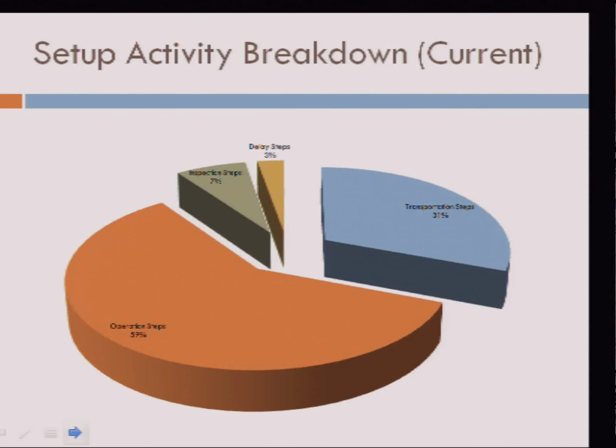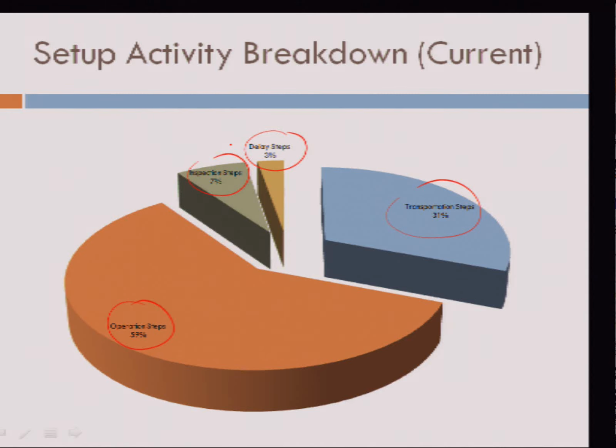So after all that data was obtained, he basically went through the various types of activities, and he had already classified them as operation steps. We need to perform these steps: transportation between points, inspection activities, and of course delays. So this was like a quick histogram.